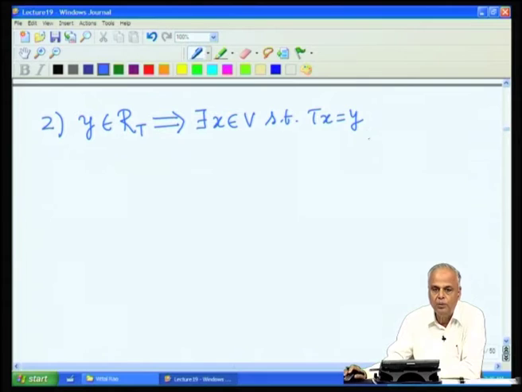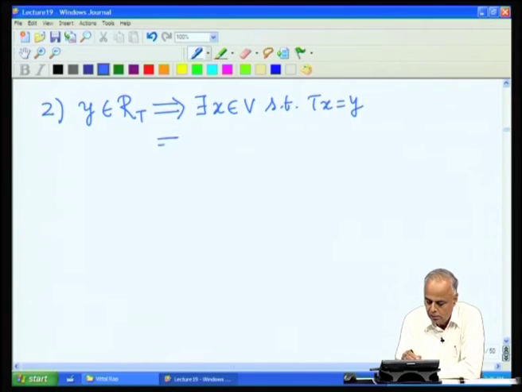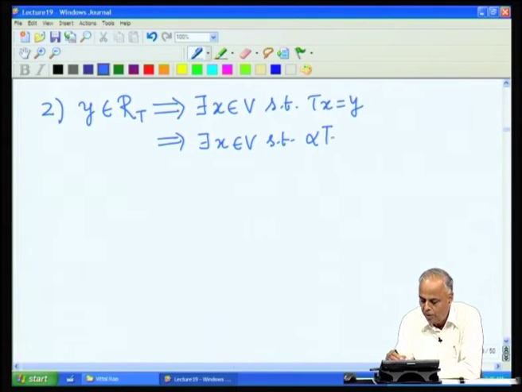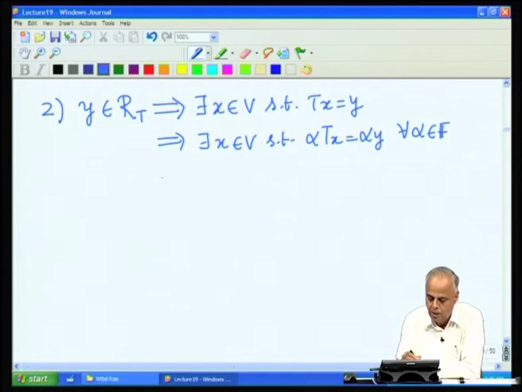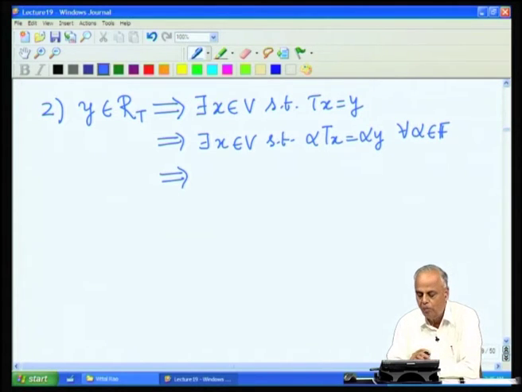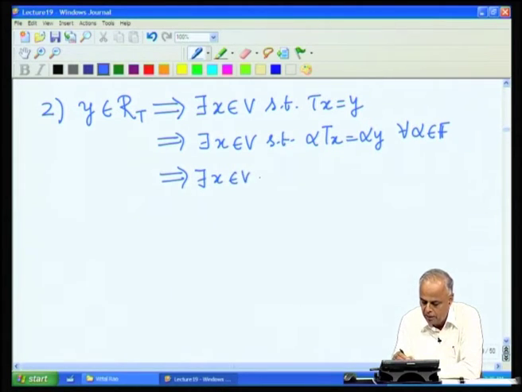If T x equal to y, if we multiply by alpha, alpha T x will be equal to alpha y for every alpha in F. Once again, since T is linear, alpha of T x will be T of alpha x. So, there exists a vector x in V such that T of alpha x is equal to alpha y.